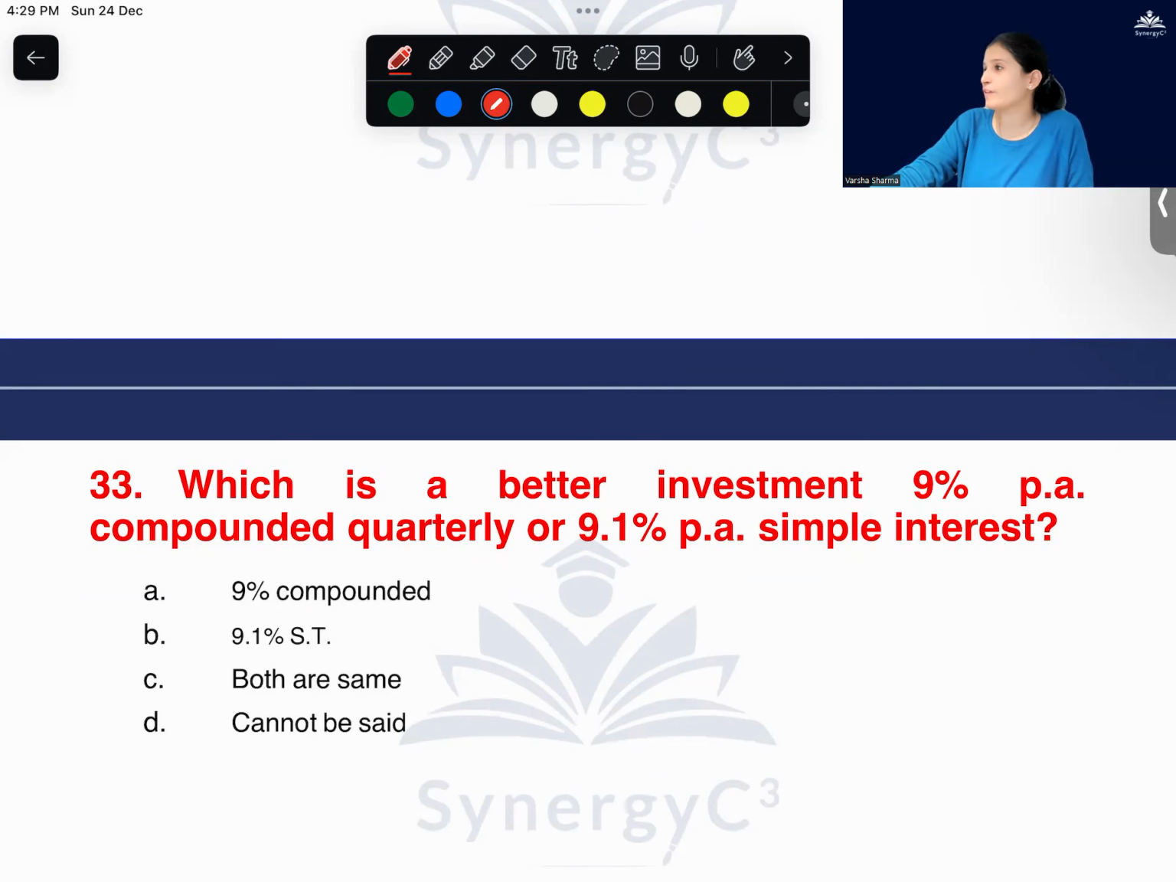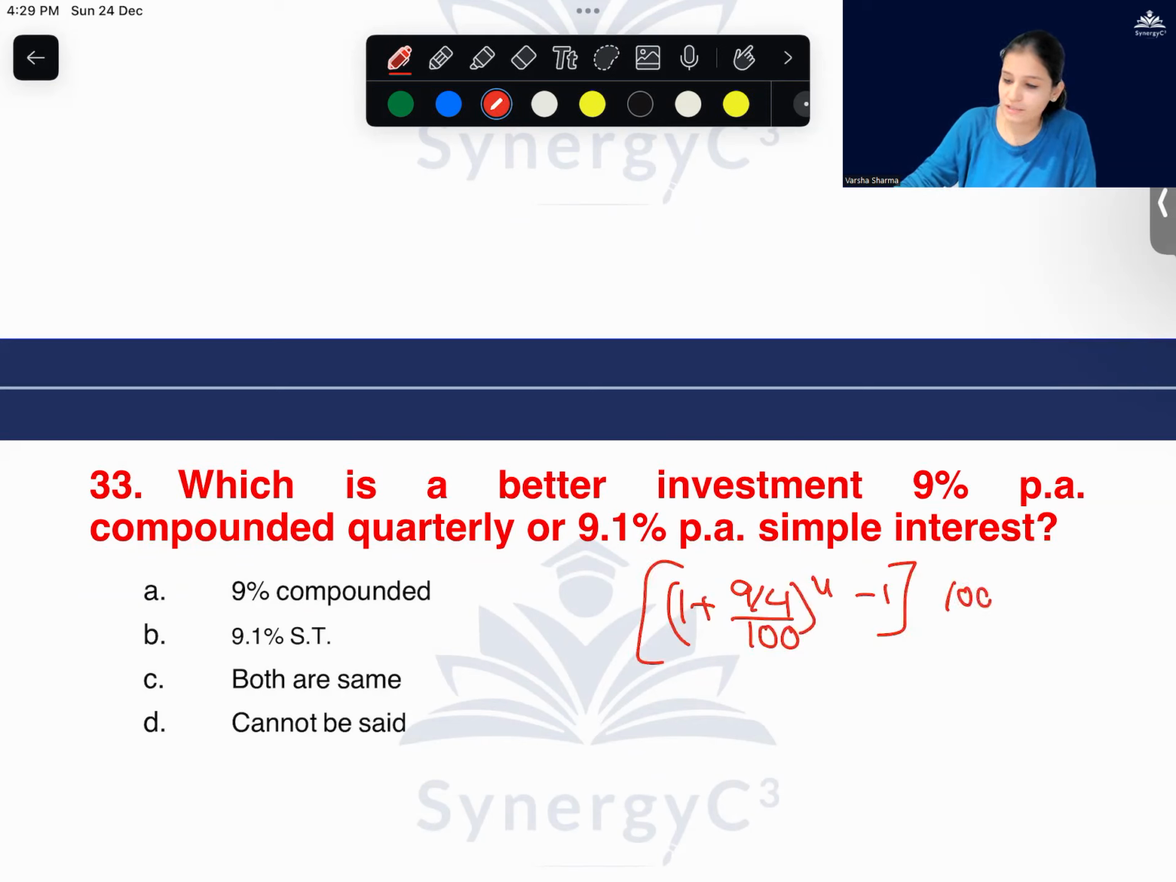Well, find the effective rate of interest for 9%. 9 by 4 divided by 100 plus 1 to the power 4 minus 1 into 100. That is 9.30%, which is higher than 9.1% any day. Even if you have got 9.1, still compound interest is high automatically. 9.1 CI and 9.1 SI, which one is higher?